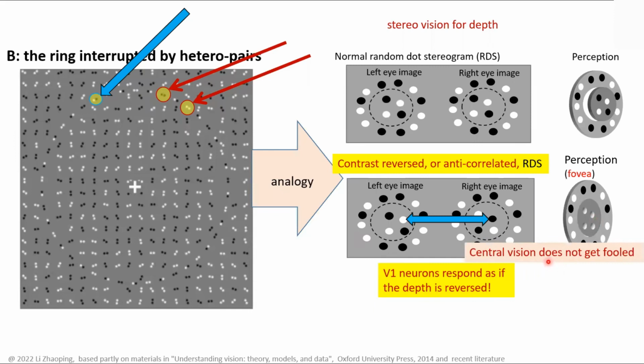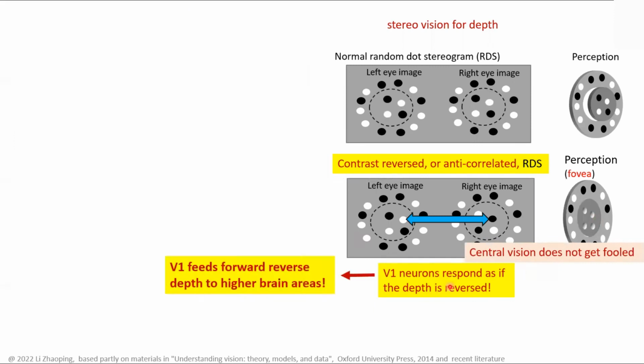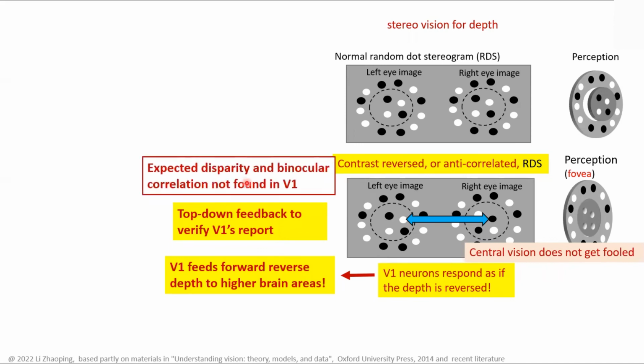Remember, central vision can go feedback. So what happens is this V1 neuron says it's in the back, not in the front. It feeds forward this reverse depth to higher brain areas. The higher brain area, top down, says, well, it looks a bit noisy, let me check. When I come back and check, I say, gee, it looks like the disparity is not what I expected, it should be back.